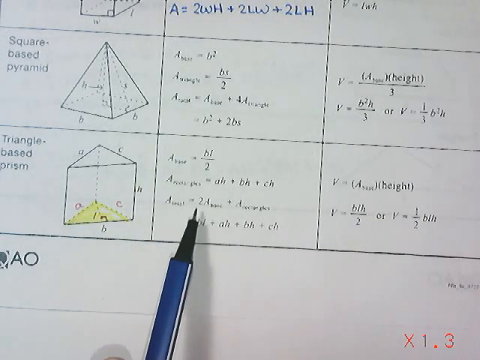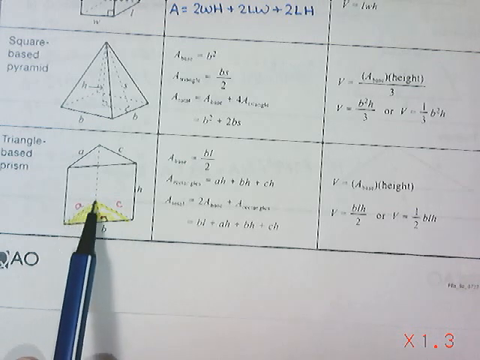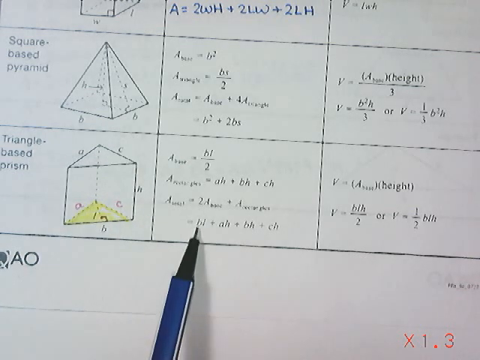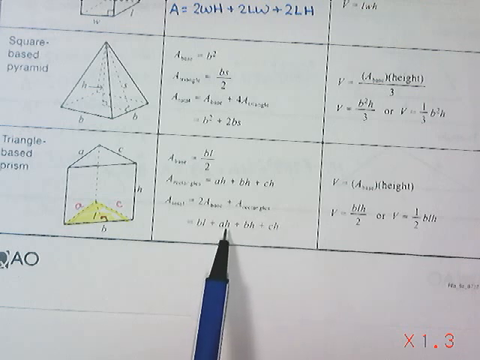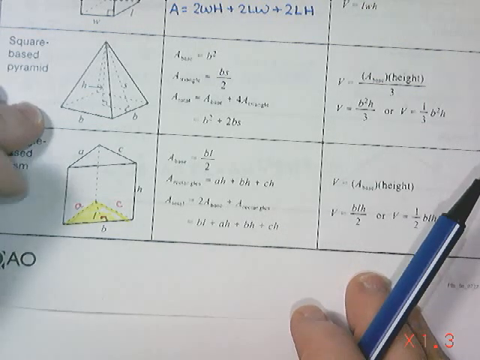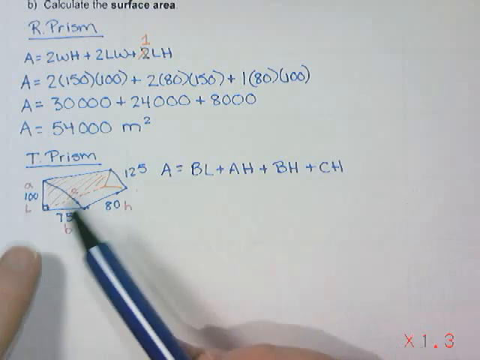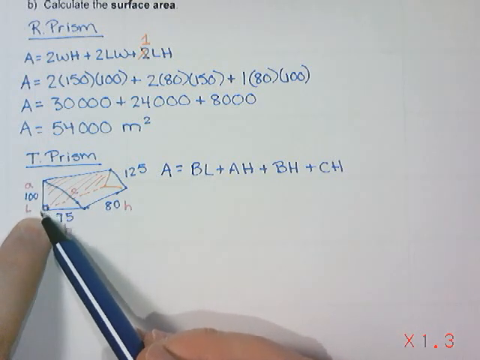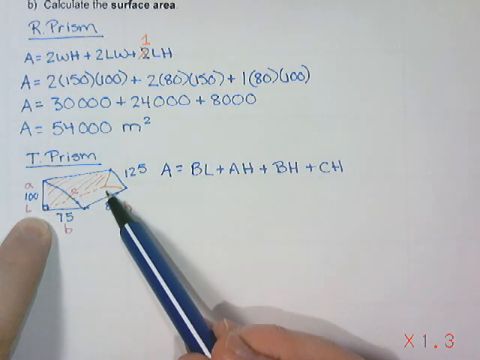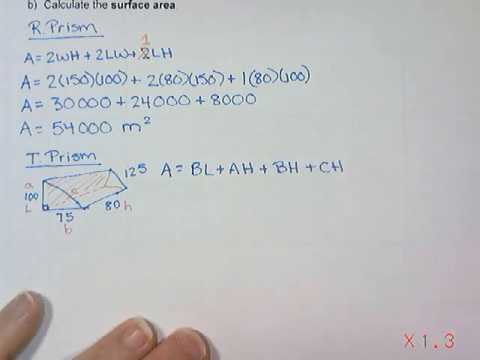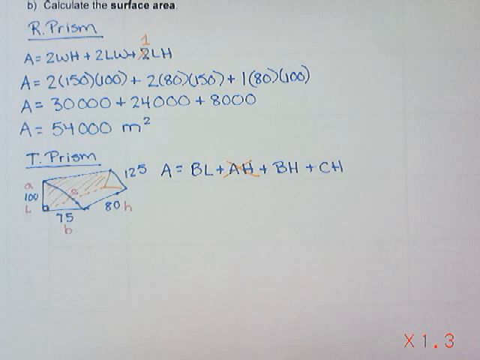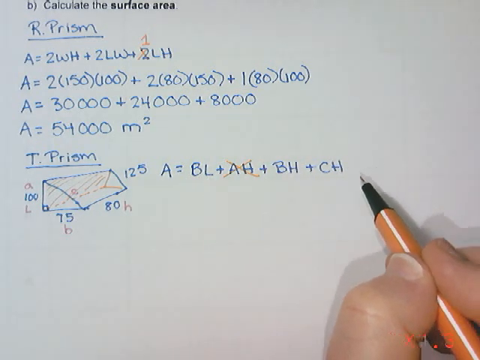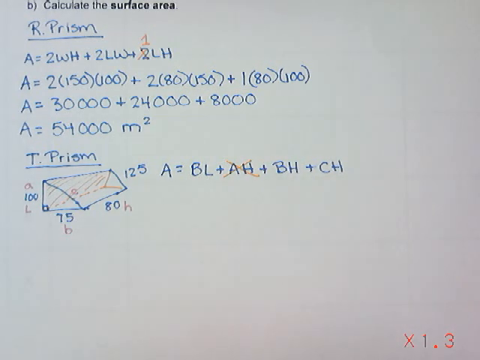So this came from 2 bases. So that's the 2 triangles, that's the BL. And then my rectangles, there are 3 of them. So that's the AH, BH, and CH. Which of those rectangles are we losing? The one that is A and H. So we're going to lose the AH because that side is covered up. So you can either cross it out or you could just subtract AH if you want to do it that way.